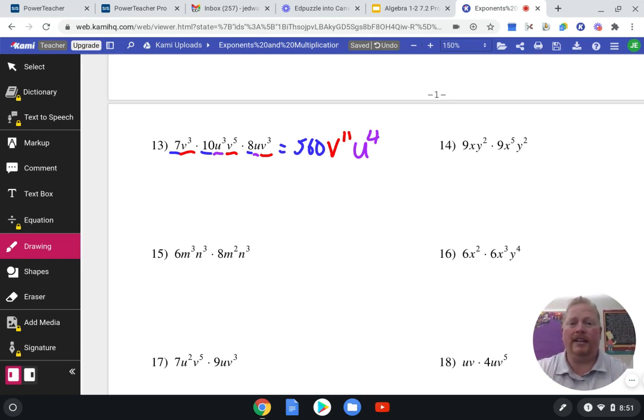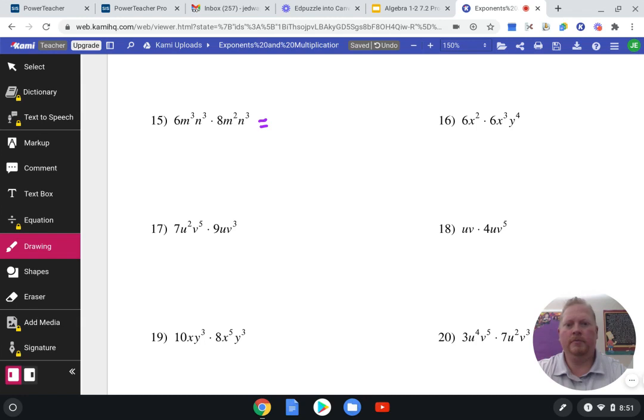So what started off as a complicated looking problem really isn't bad if you just break it down and do one thing at a time. Do your coefficients, then do one variable, then do another variable. Let's take a look at number 15. Multiply the coefficients. So 6 times 8 is 48.